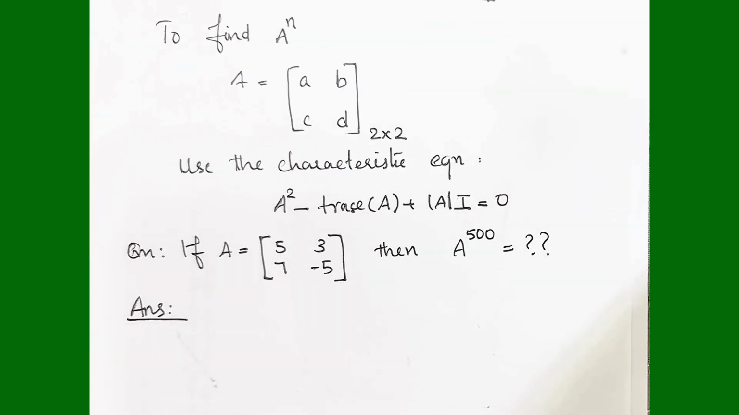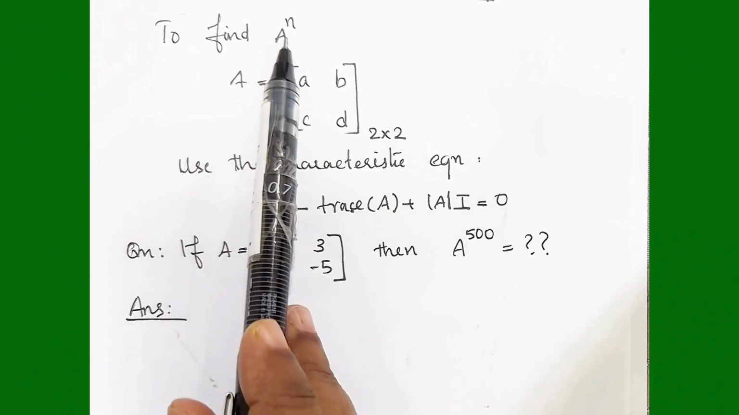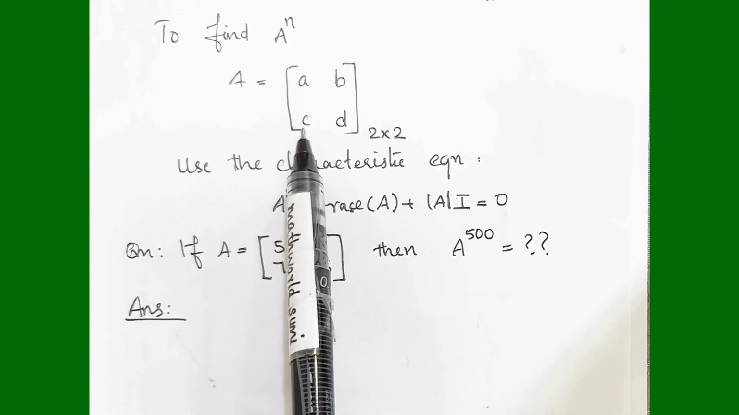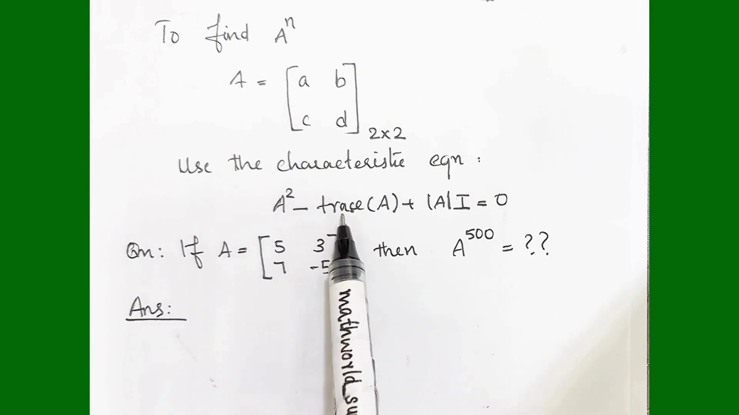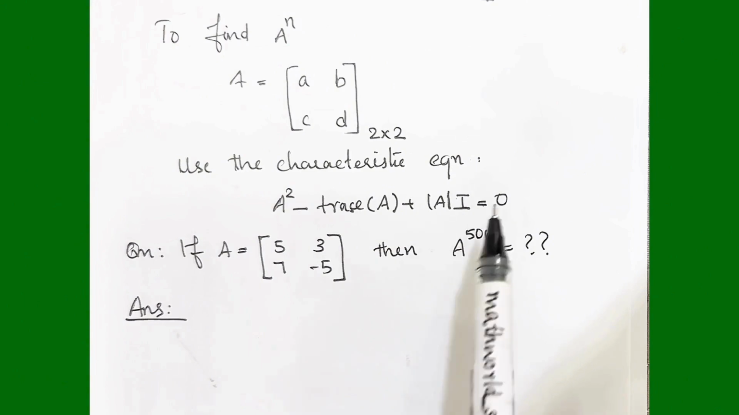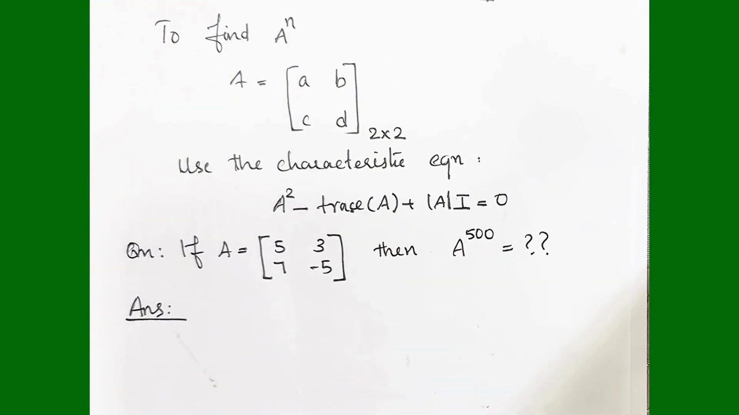Hello everyone, in this video I am going to show you an easy shortcut to find A to the power of n. That is, to find A to the power of n, if A is a square matrix of 2 by 2, we can use the characteristic equation A square minus trace of A plus determinant A into I is equal to 0, where this trace of A means sum of the main diagonal elements.